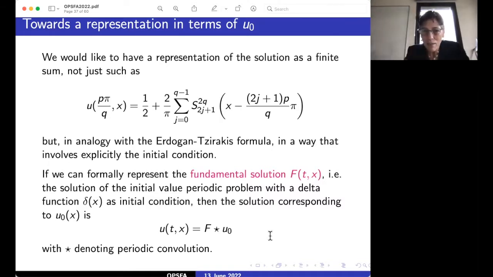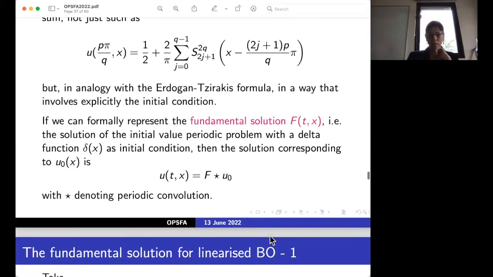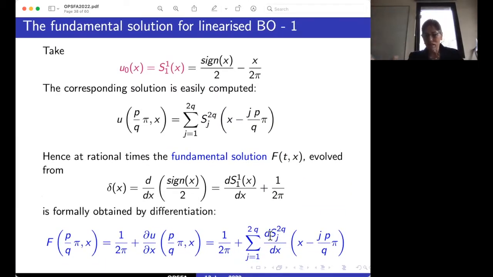Okay, this doesn't really make sense as a function. It does make sense as a distribution. So we'll try to formally see what that would look like. Well, we don't start from that, because that's, as I said, slightly meaningless, but we start with something that will take us there. So we start with one particular case of our special functions, which just happens to be the step function, plus another linear term. If I start with this, it's easy to compute the solution, and it's given here.